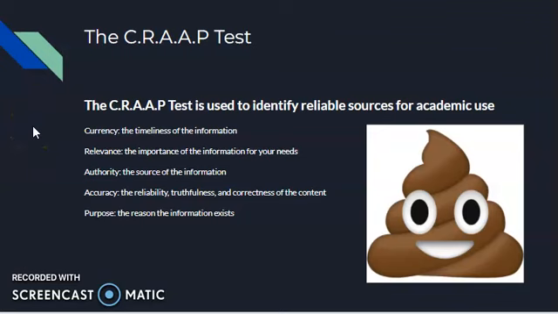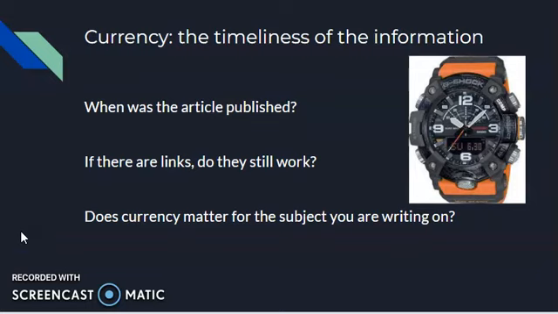The C.R.A.A.P Test. The C.R.A.A.P Test is used to identify reliable sources for academic use. The C.R.A.A.P stands for currency, relevance, authority, accuracy, and purpose.